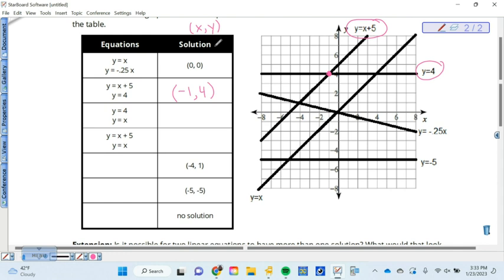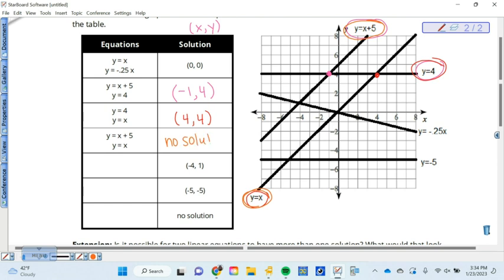and y. What about y equals 4? Right here, that same one, and y equals x. Where do those intersect? Yeah, 4, 4. What about y equals x plus 5 and y equals x? Good. Yeah, there's no solution. Those never intersect.